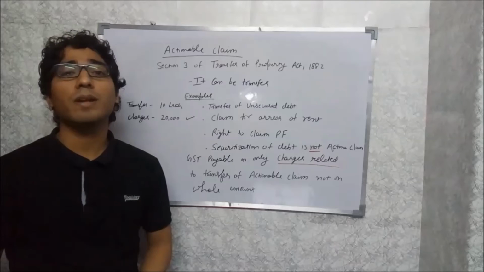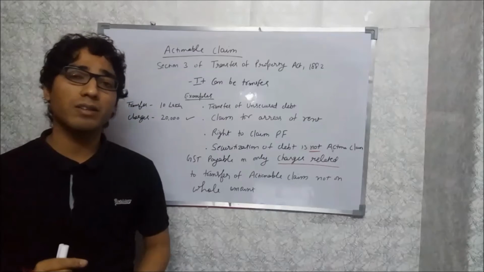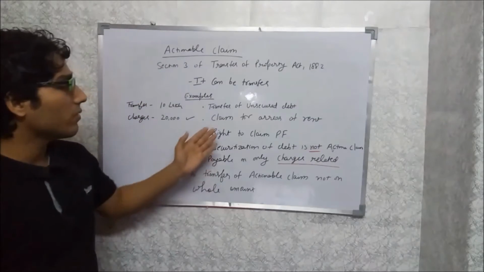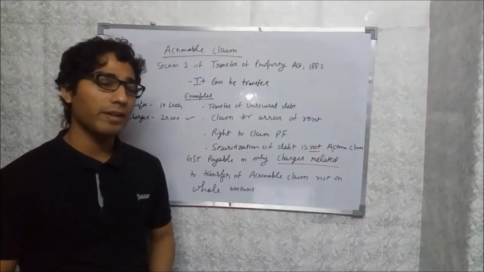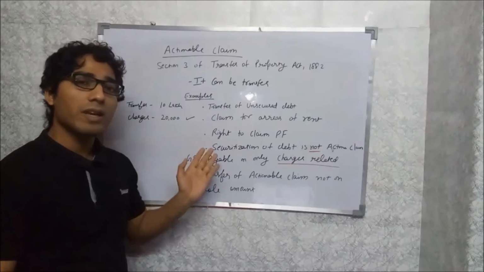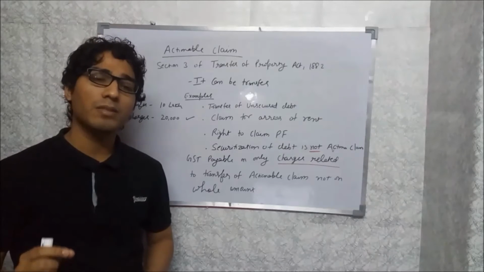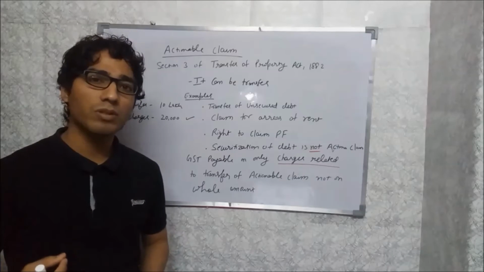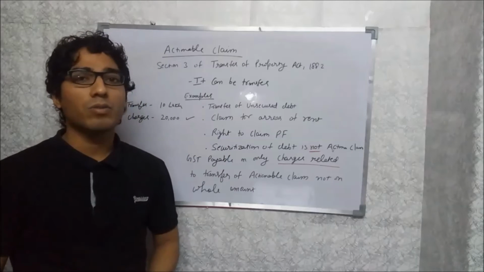So basically, actionable claim is a claim on unsecured debt. Examples of actionable claim include the transfer of unsecured debt, claim for arrears of rent, and the right to claim provident fund. So the transfer of all these items will be a good under GST because actionable claim is specially included in the definition of goods. So the transfer of all these items will also be treated as a good.